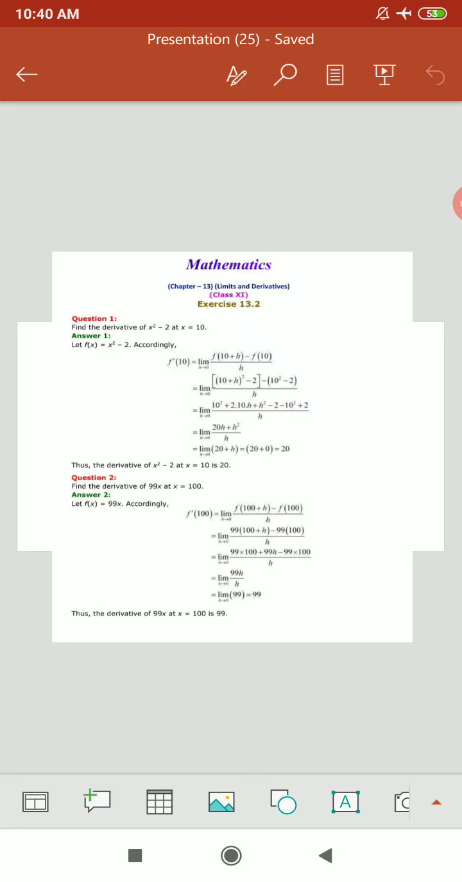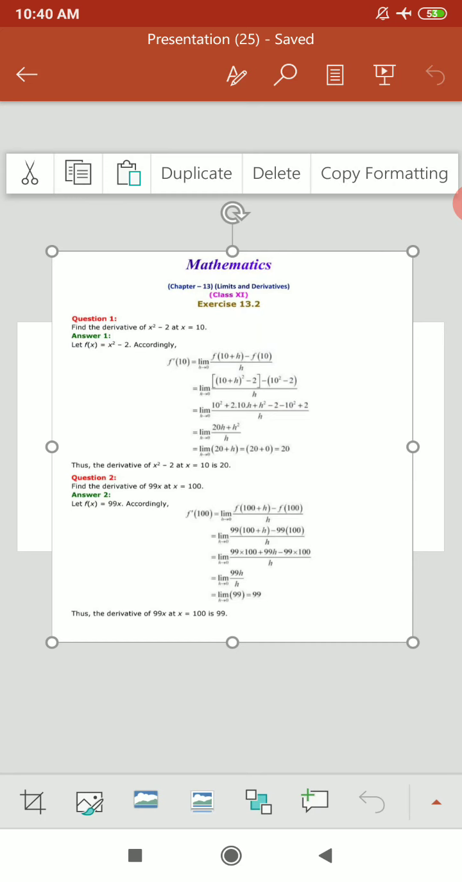Which is equal to limit h tends to 0. Now f of 100 plus h, f of x is 99x, f of 100 plus h आएगा 99 into (100 plus h). We get limit h tends to 0, 99 into (100 plus h) minus 99 into 100 divided by h, which is equal to limit h tends to 0, 99 into 100 plus 99h minus 99 into 100. 99 into 100 minus 99 into 100 gets cancelled. We get limit h tends to 0, 99h by h. H and h gets cancelled. We get limit h tends to 0, 99, which is equal to 99. Thus the derivative of the function 99x at x equal to 100 is 99.